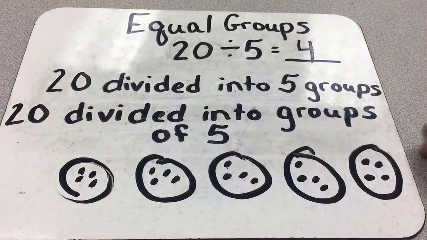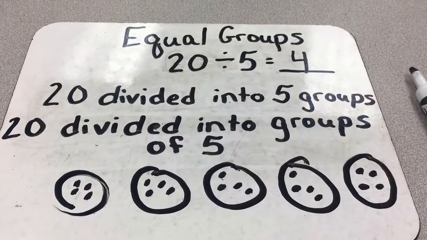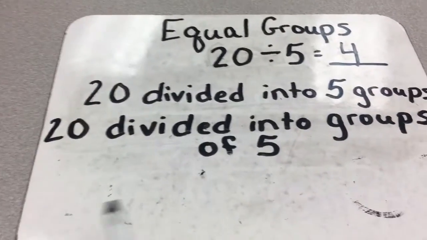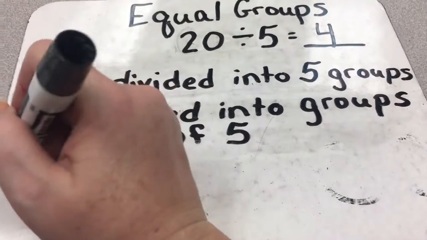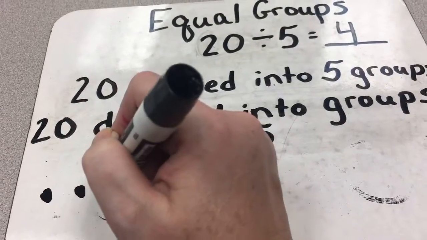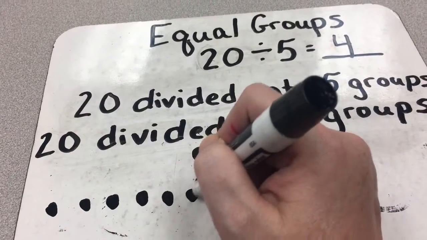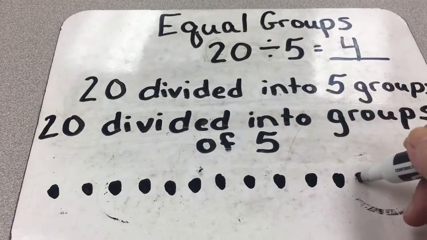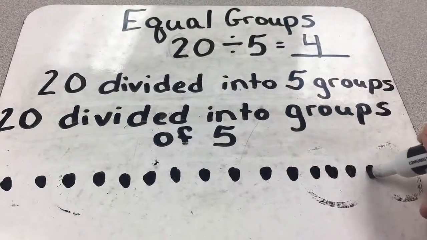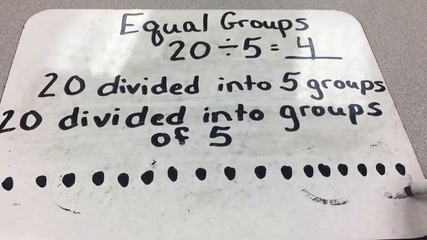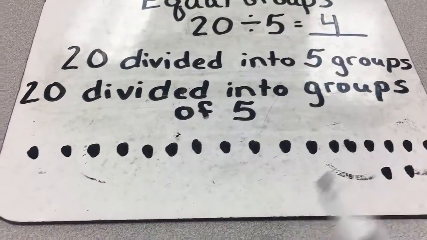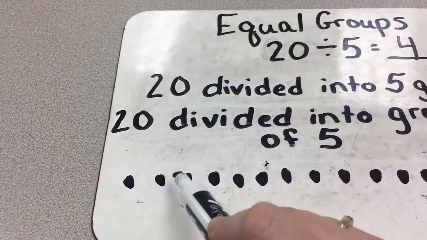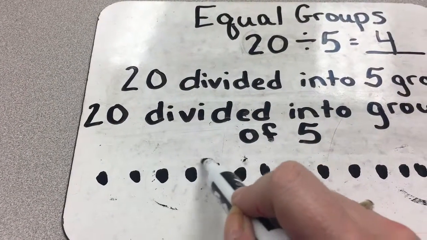Now, the other way they can do that is 20 divided into groups of 5. Okay, so in that case, they're going to draw 20 dots. 1, 2, 3, 4, 5, 6, 7, 8, 9, 10, 11, 12, 13, 14, 15, 16, 17, 18, 19, 20. However they want to draw those 20 dots. Then they're going to count 5. 1, 2, 3, 4, 5. And they're going to group them.